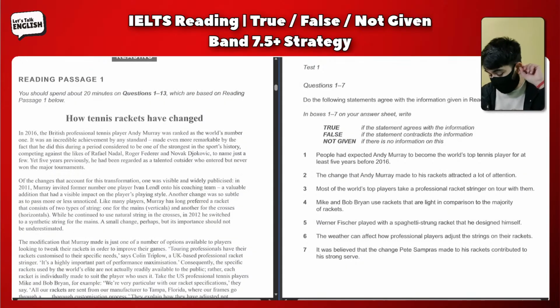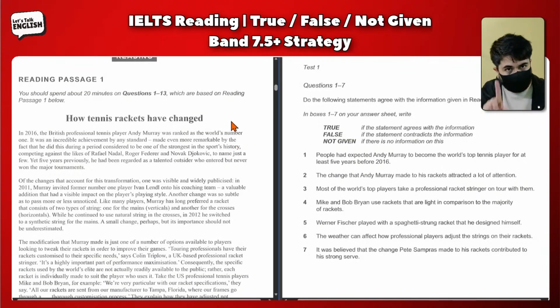Right. Another thing, in a bunch of seven, four, six, five, or even three questions, you will find at least one true, one false, and one not given, and it is equally relevant for yes, no, not given as well, right? So let's start and let's understand the strategy that we are going to follow.